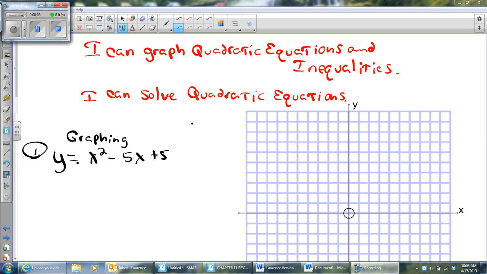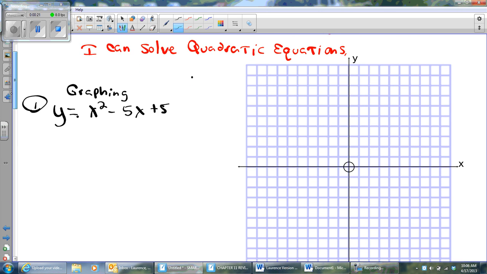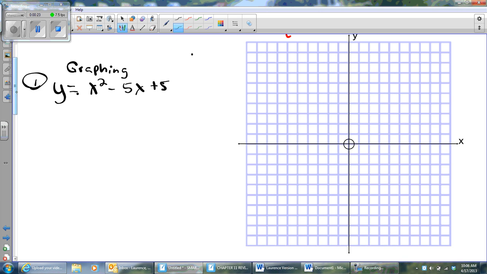Hello, algebra students. Mr. Lawrence here, and this is a little review to get you ready for the test on Friday. You should be able to say after this that I can graph quadratic equations and inequalities, and I can solve quadratic equations. This should all be review. You should know how to do these things, but in case you don't, there's an opportunity to pick it up and get it before the test.